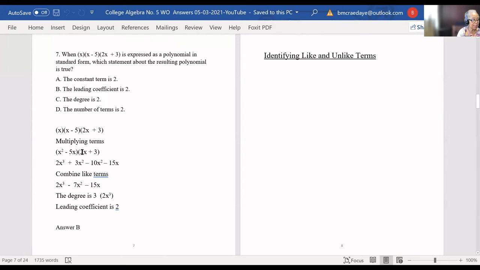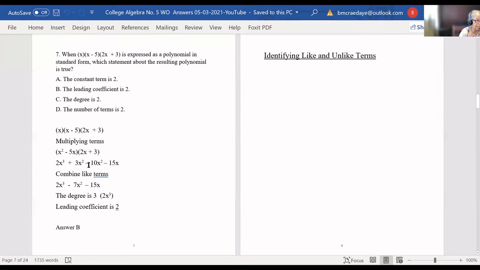Minus times a plus is a minus. Add the powers, 1 plus 1, 2. And then a minus 5x times 3 is a minus 15x. So we can combine our like terms, and that's the 3x squared and the minus 10x squared. And since they're unlike, we subtract. 3 from 10 is 7.